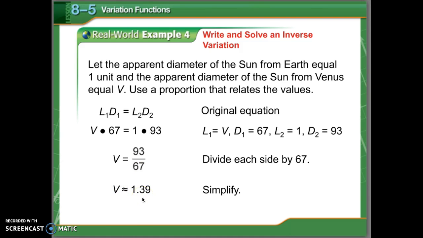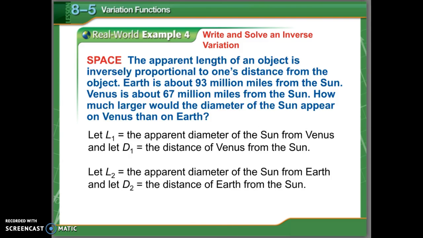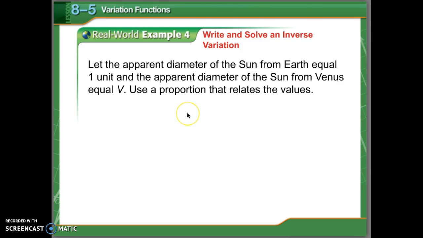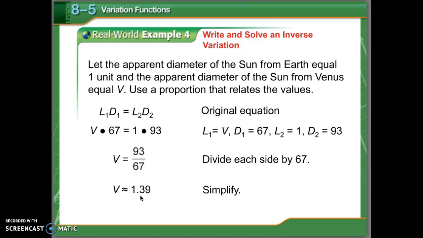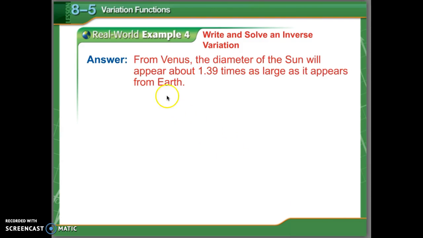So however wide the sun actually is, if you were able to somehow travel to Venus and look at the sun, it would appear to be 1.39 times as big, or as wide in diameter, on Venus as it appears to be on Earth. So for Venus, the diameter of the sun will appear about 1.39 times as large as it appears from Earth.